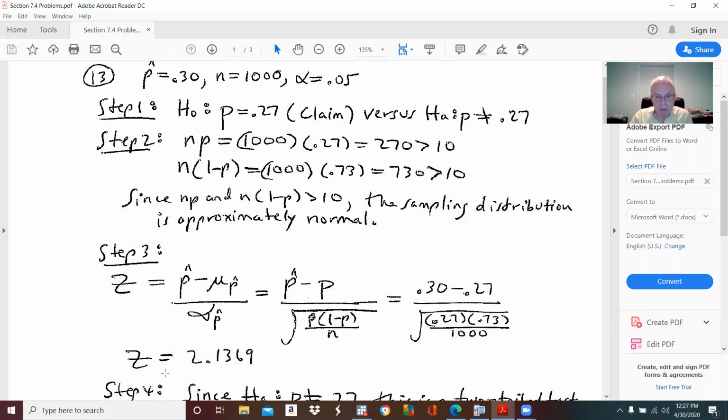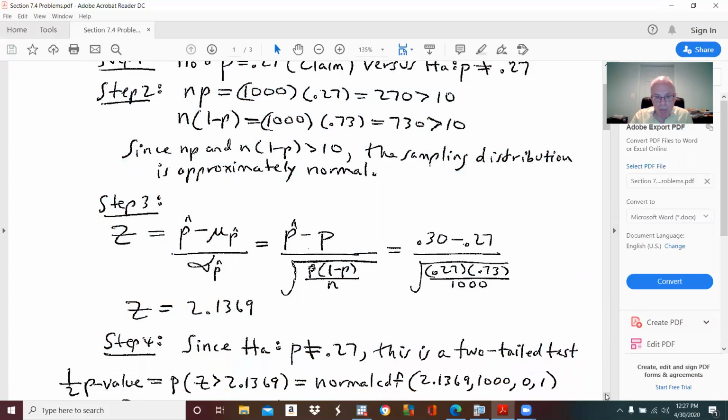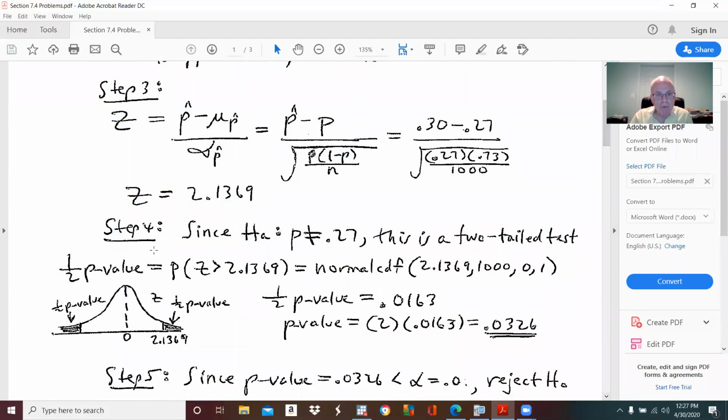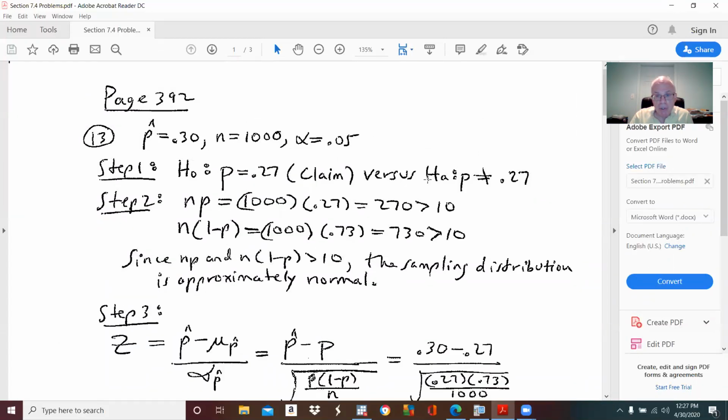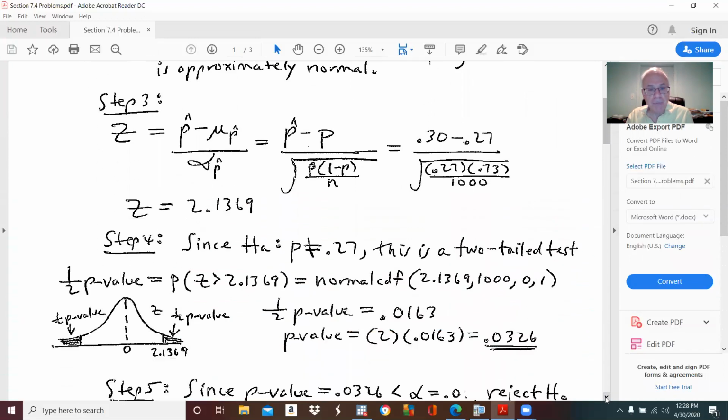When I do this calculation, this is my test statistic, 2.1369. Now I'm rounding it to 4 decimal places. Since the alternative hypothesis tells us what type of test, if it has a less than symbol in it, it's a left tail test. A greater than symbol would be a right tail test, and a not equal to symbol is a two tail test. So in this case, it's a two tail test.